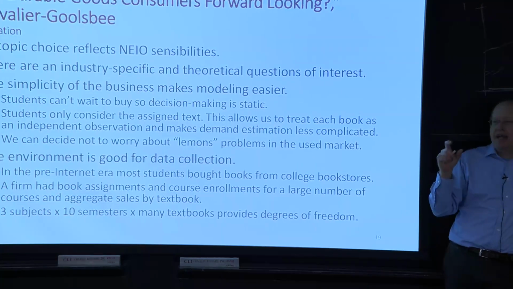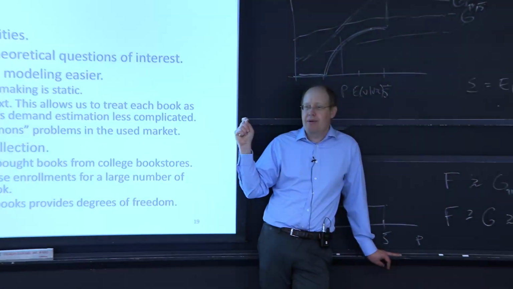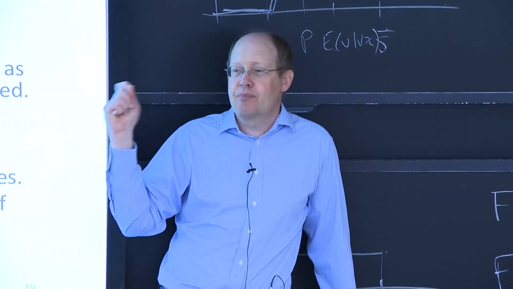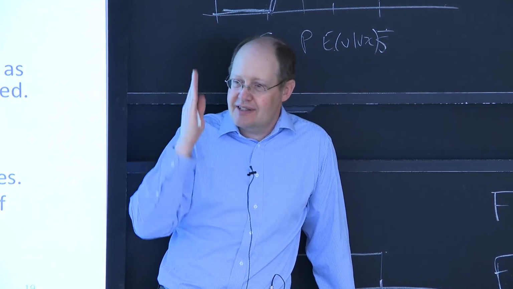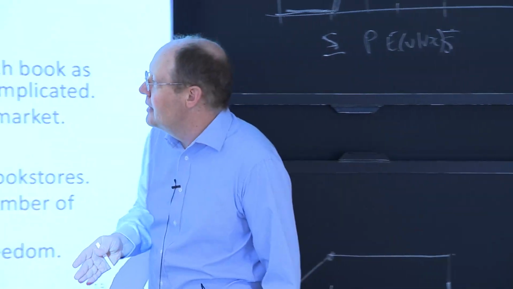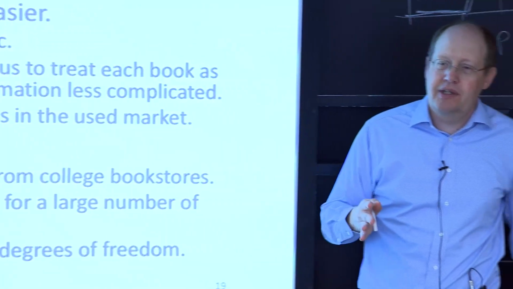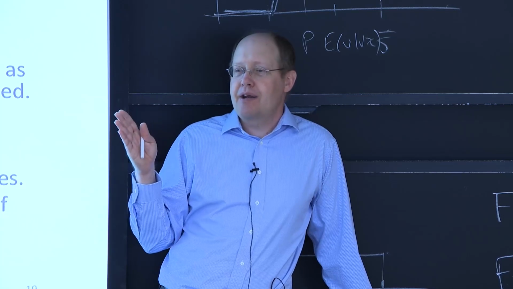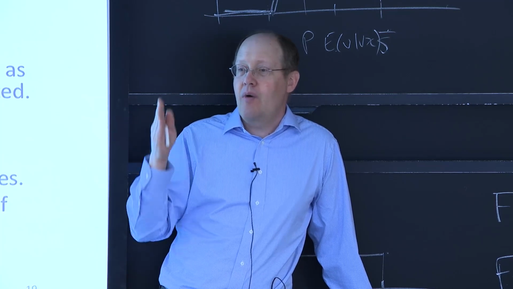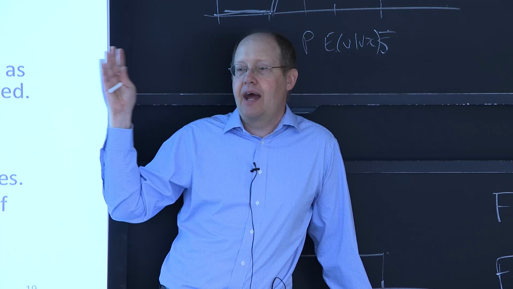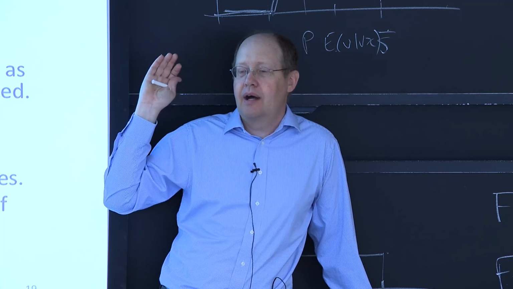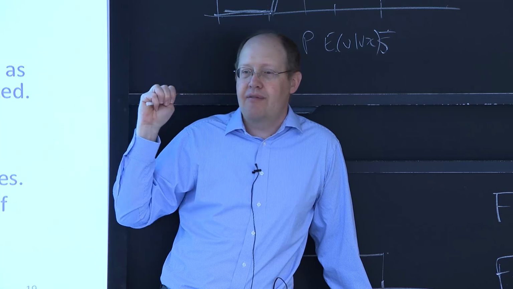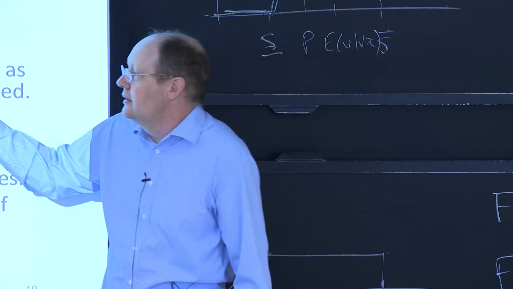There's none of this, I can wait till 7 weeks into the semester and buy the book, or buy it a semester after I take the course to take advantage of price declines. It's a static decision. The other thing is that they only buy the textbook that you're assigned. If you're assigned Pindyck and Rubinfeld's intermediate micro textbook, you don't think about buying Bernheim and Winston instead, or whoever in Snyder.